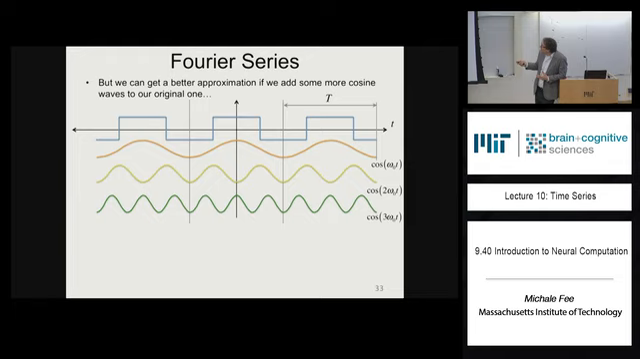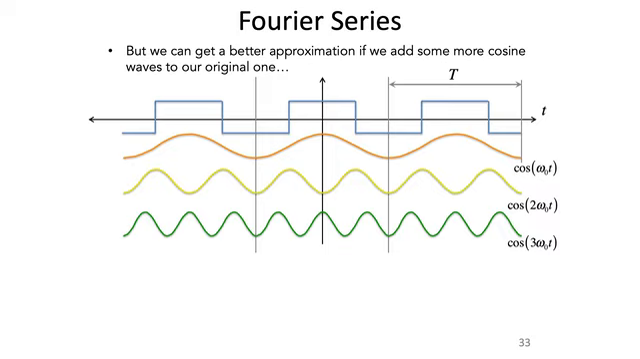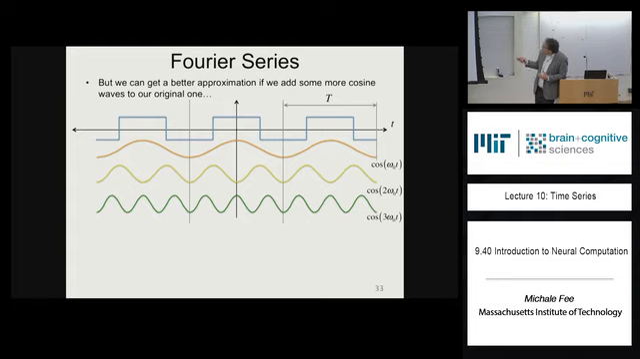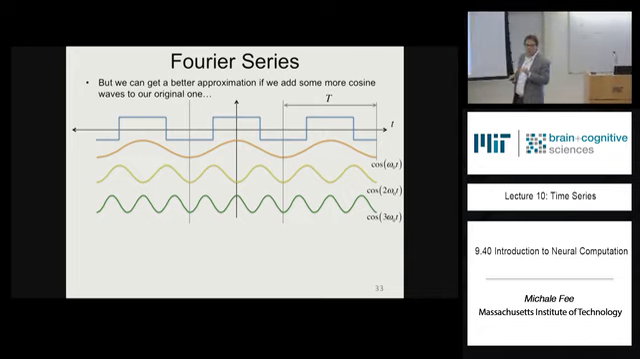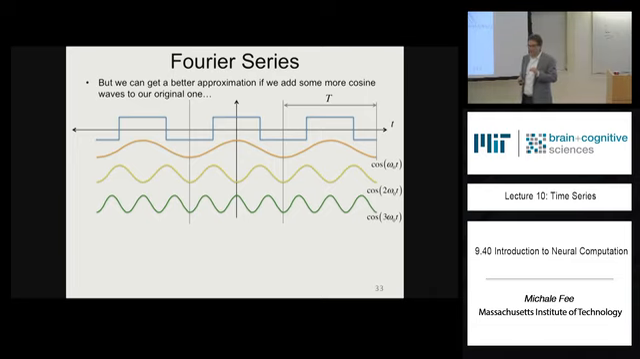So notice that this signal, cosine 2 omega naught, is still periodic over this interval T. Does that make sense? So any integer multiple, cosine of an integer times omega naught, is also periodic with period T. Okay? And those are the only frequencies that are periodic with period T.